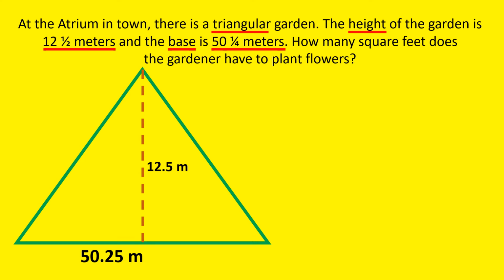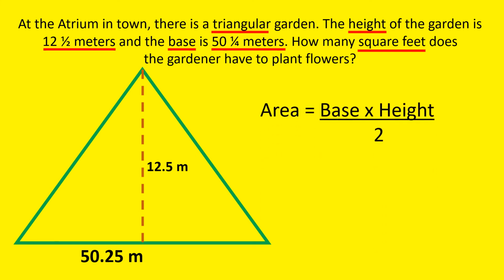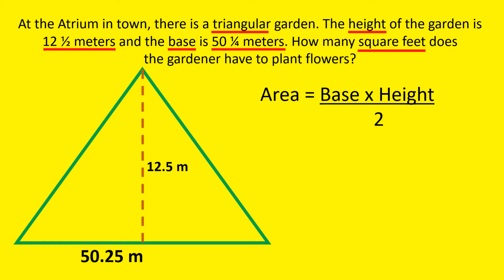Now, what am I going to do with this information? Let's see. There's got to be something else in the problem. How many? Oh, square feet. Square feet, just like in a rectangle. When we're dealing with square feet, we want to figure out how many square units fit inside this triangle. That's area. And remember, for a triangle, we're going to take the base times the height, and we're going to divide it by 2. We're going to divide it in half.